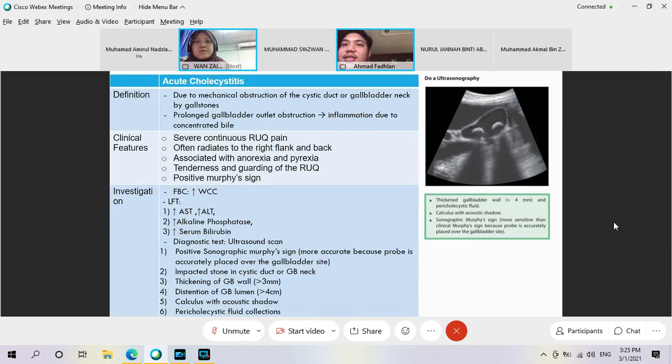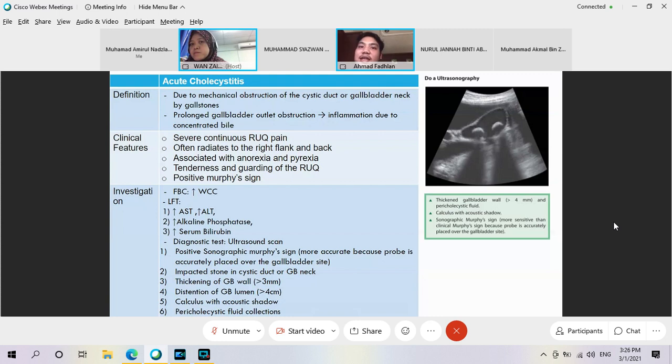Next is acute cholecystitis, which is when there is a mechanical obstruction of the cystic duct or the gallbladder neck by the gallstones, and when there is a prolonged obstruction, it can cause inflammation due to the concentrated bile. So the clinical features are first the severe continuous right upper quadrant pain, and it often radiates to the right flank and back, associated with anorexia and pyrexia. So there will be tenderness and guarding of the right upper quadrant, and there will be a positive Murphy sign.